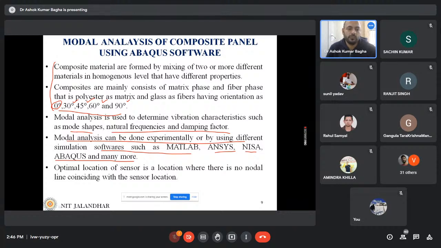So maybe you can further use the application of modal analysis to find out the optimal location of a sensor. It is a location where there is no nodal line coinciding with the sensor location. So this is a very, very important term, that is optimal location. This term is very, very important.